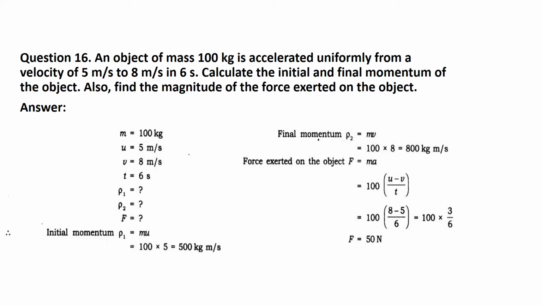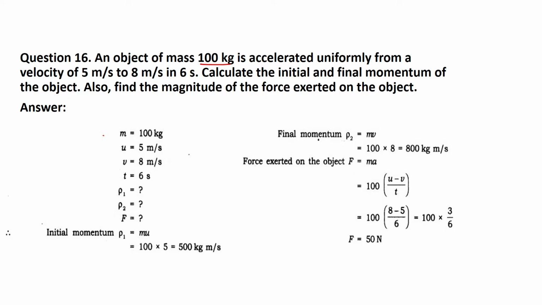Here, the mass of the object is 100 kg. How much mass is given? 100 kg. And initial velocity 5 meter per second. Final velocity 8 meter per second. So you see the change in velocity. It was initially 5 meter per second and now the velocity increases from 5 meter per second to 8 meter per second. How much time does it take to change? 6 seconds. So time is equal to 6 seconds.